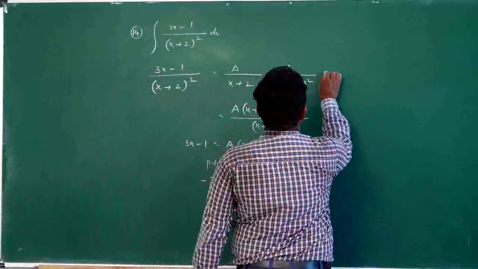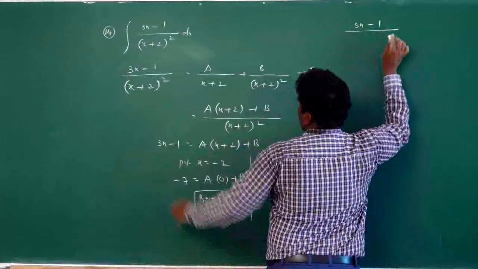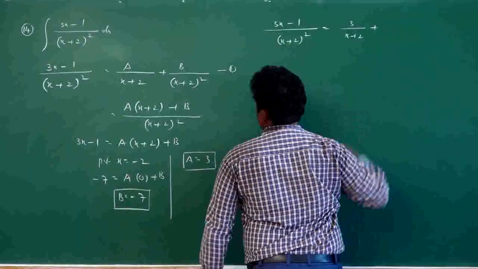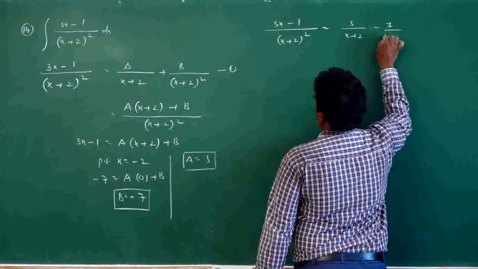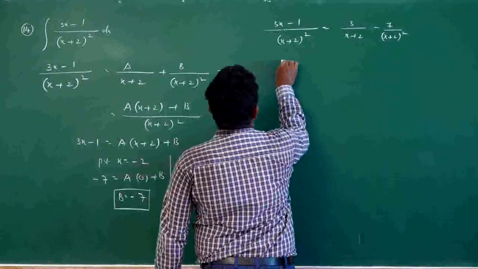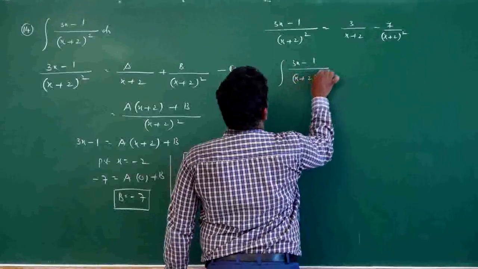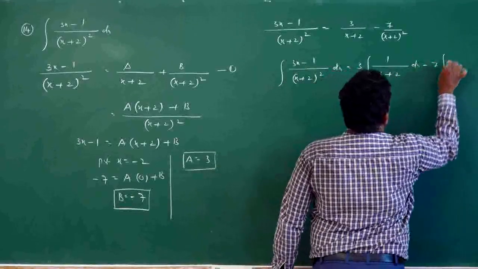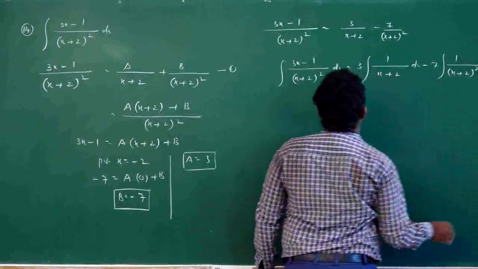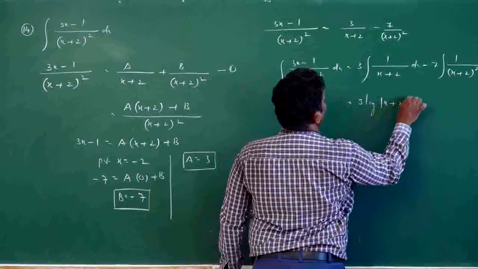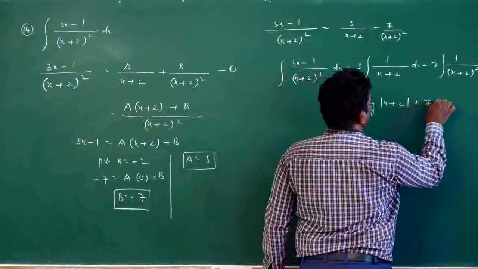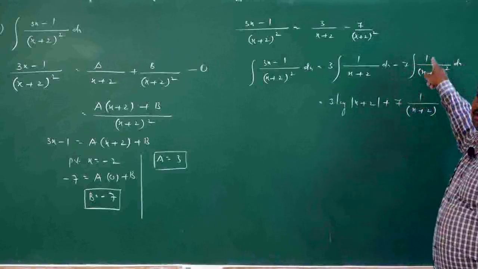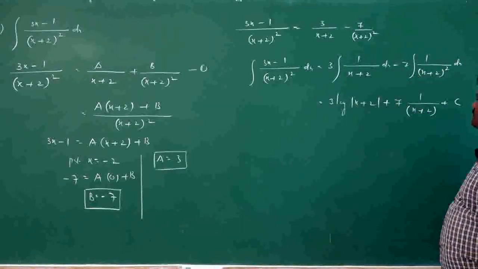Now substituting these two values in equation 1, we get (3x − 1)/(x + 2)² equal to 3/(x + 2) plus (−7)/(x + 2)². The integral of (3x − 1)/(x + 2)² dx is equal to 3 times the integral of 1/(x + 2) dx minus 7 times the integral of (x + 2)⁻² dx, which is equal to 3 log|x + 2| plus 7 times 1/(x + 2) plus c. Here, why did we write minus into minus plus? Because this is the power: −2 plus 1 gives −1, so minus into minus is plus 7 times 1/(x + 2) plus c.